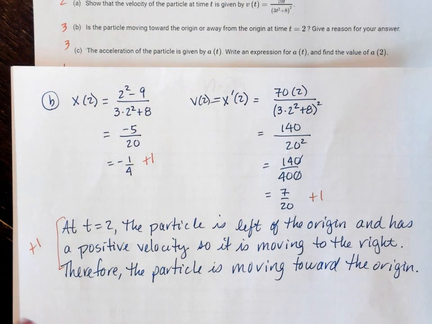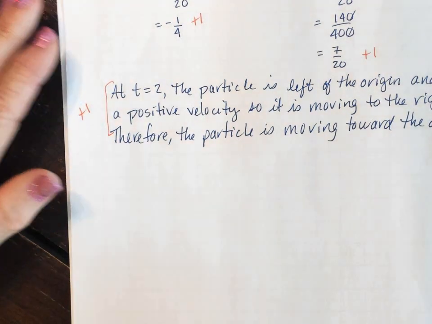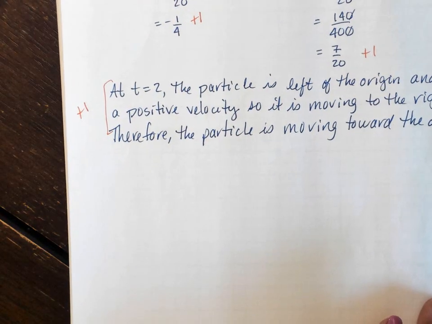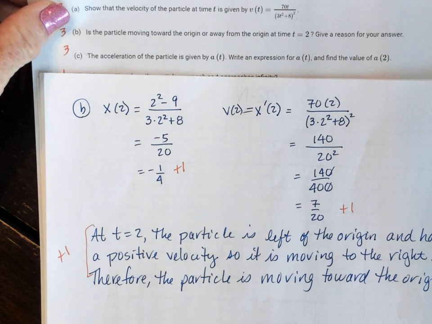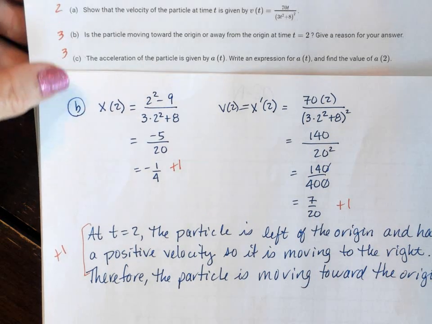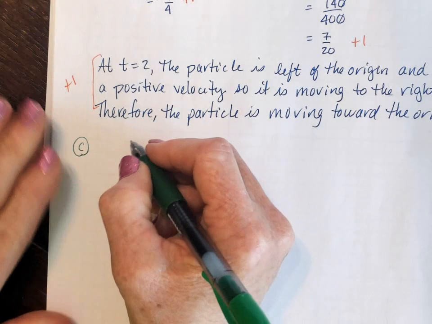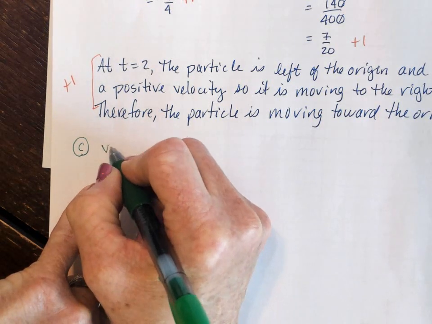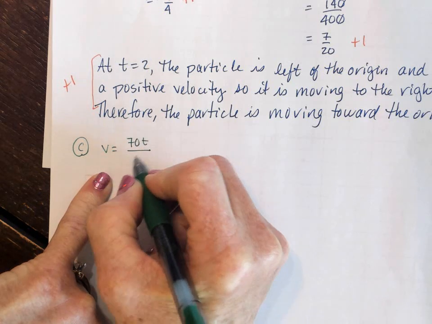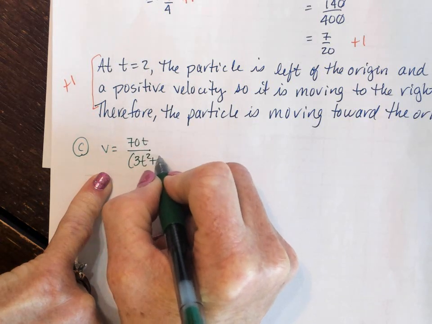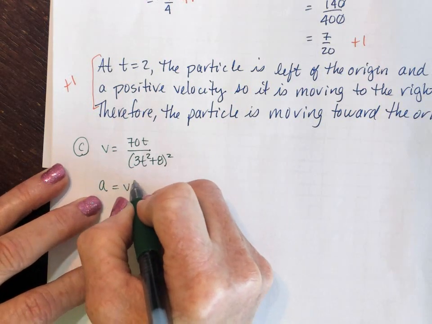Okay. Part C says the acceleration of the particle is given by a of t. Write an expression for a of t and find the value of a of 2. So we need to find acceleration. I'm going to jot down my velocity equation here so I have it in front of me. It was 70t over 3t squared plus 8 squared. And we want acceleration, which is v prime.